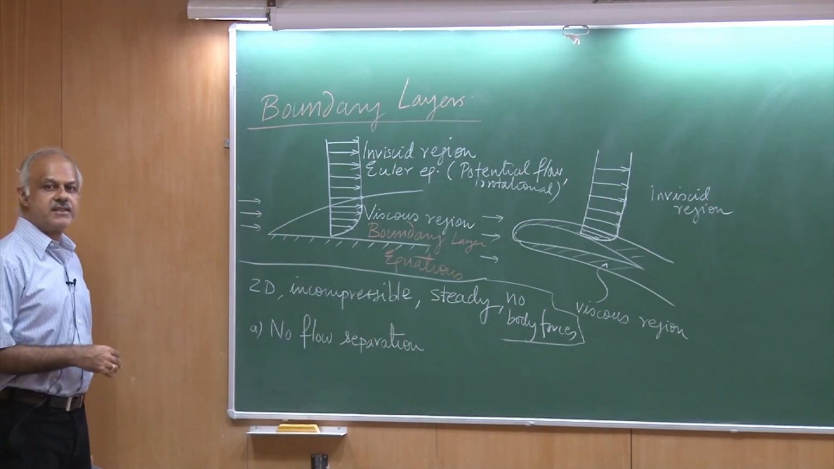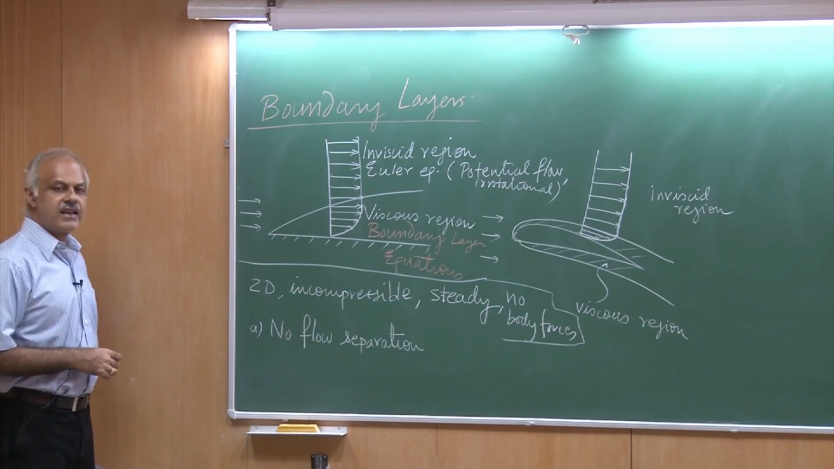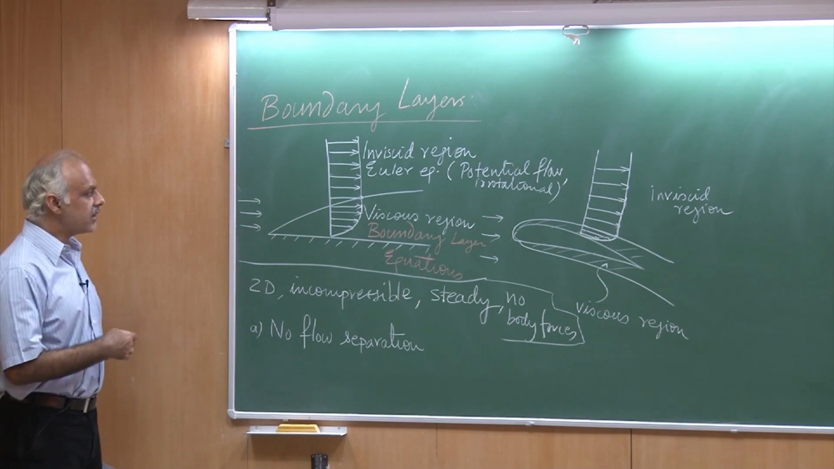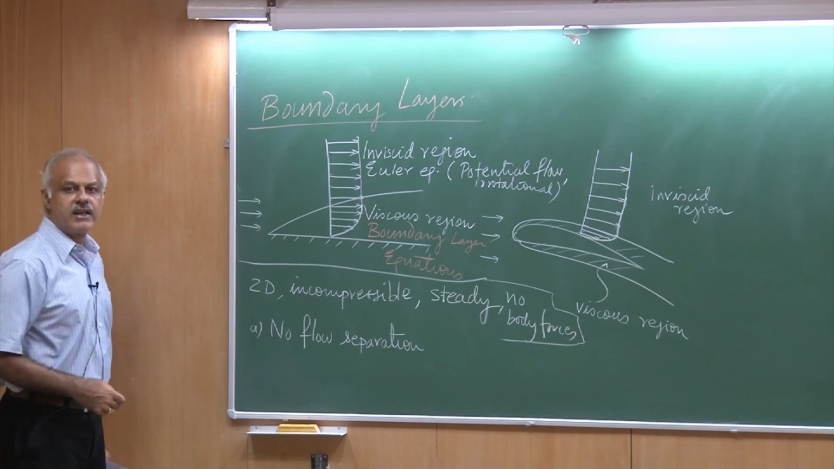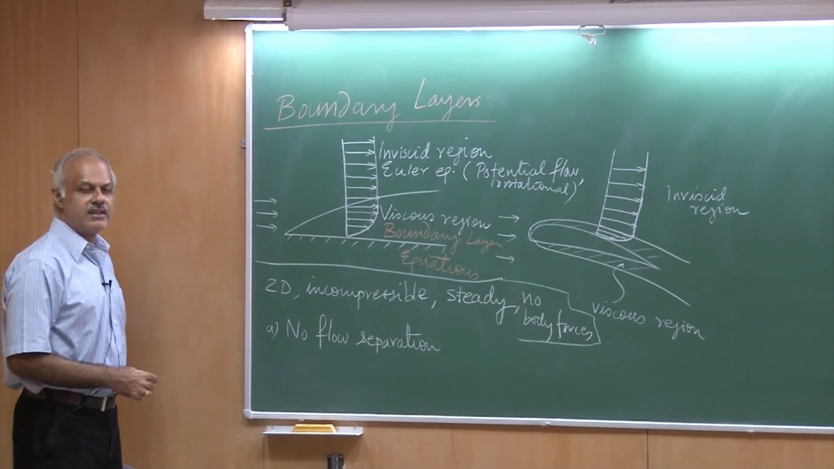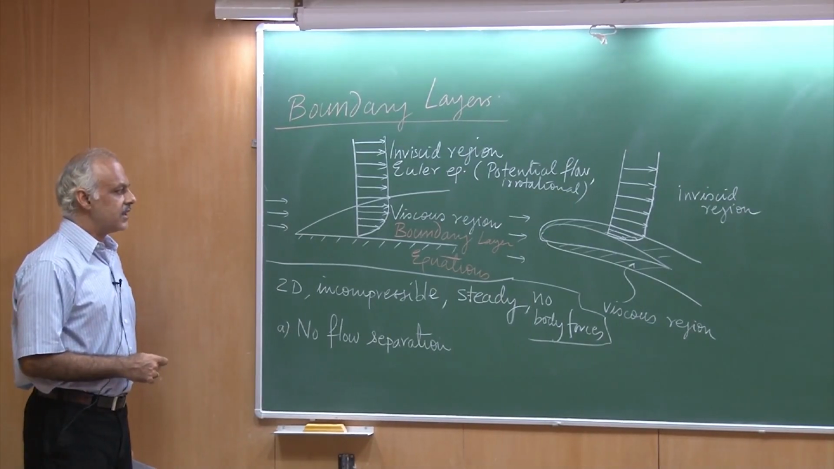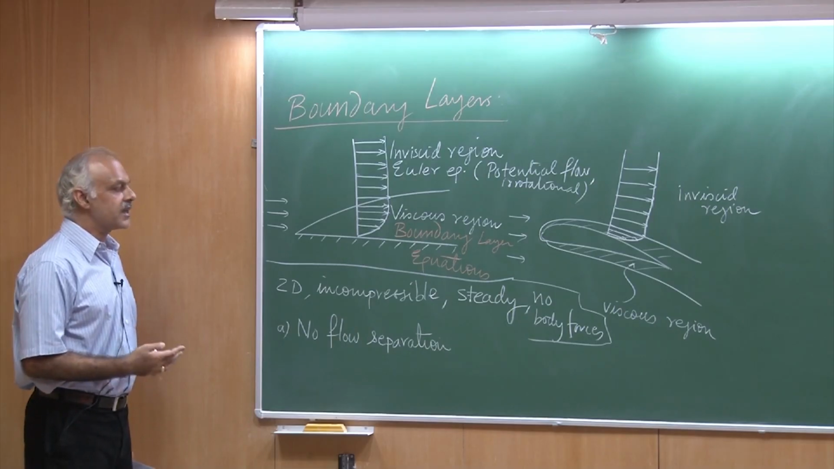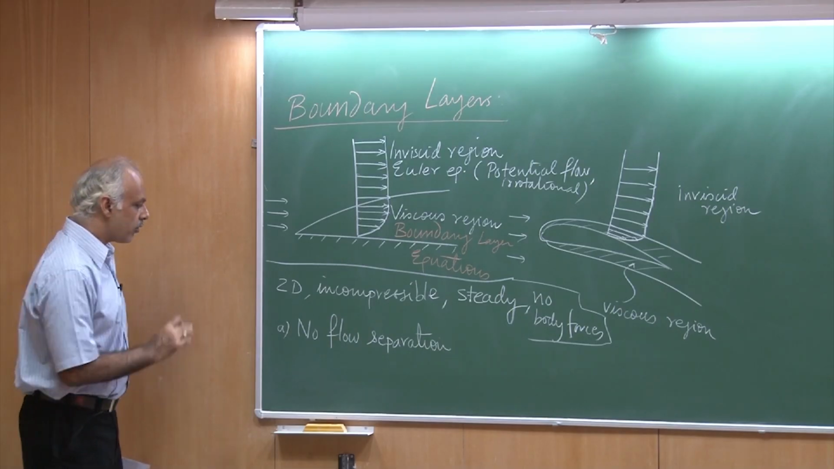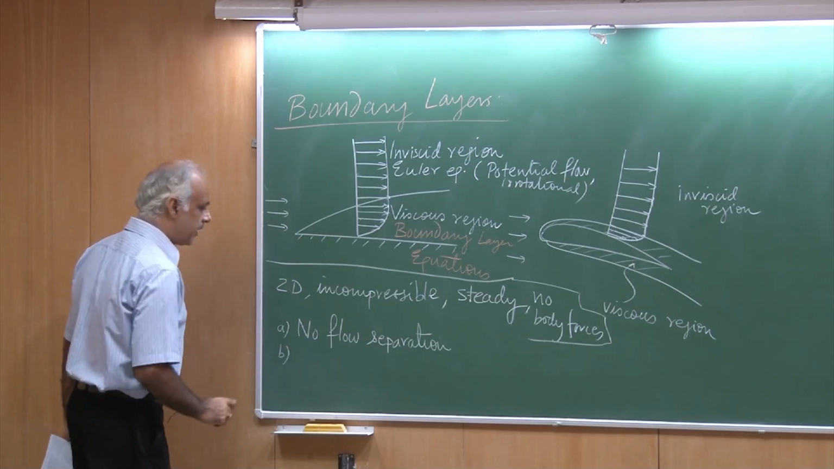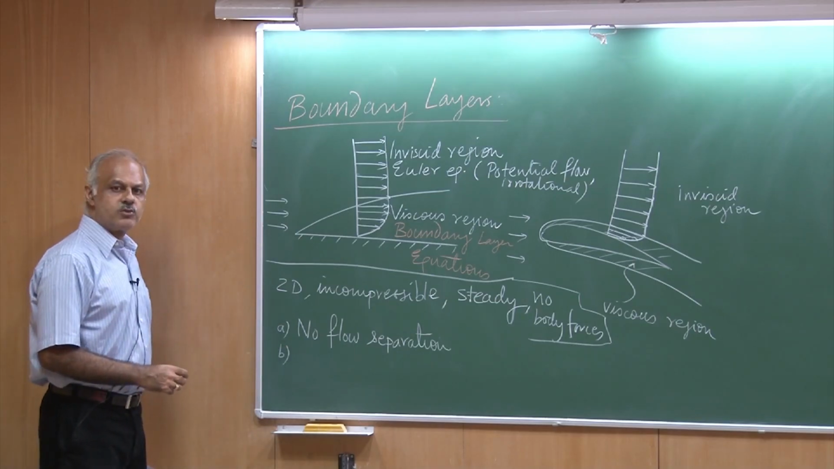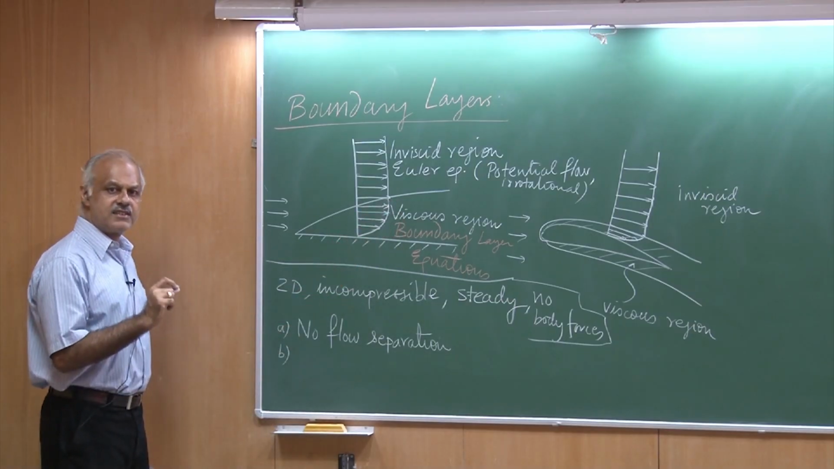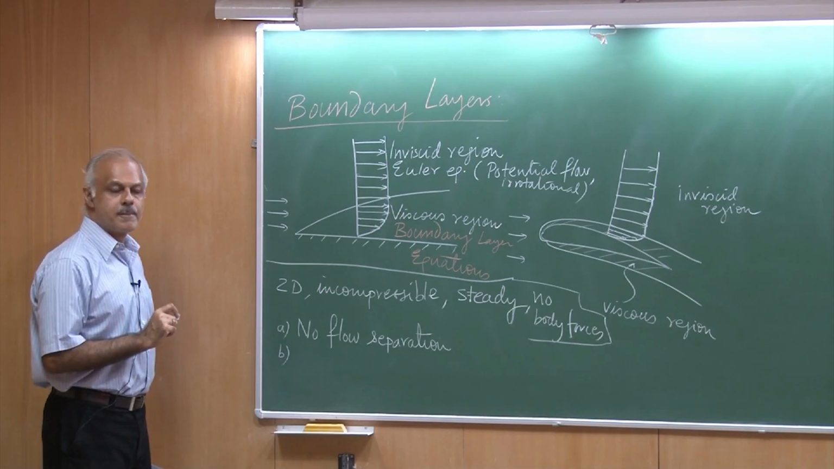Because if the flow separates, then we will see that the boundary layer assumption itself breaks down. Then you cannot divide the flow into an outer flow and an inner flow. Then actually this kind of a difference between two regimes would become very murky, and we cannot really do that. So no flow separation. And B, we are really talking about a situation where this region is thin. Okay, so the viscous region is very narrow.